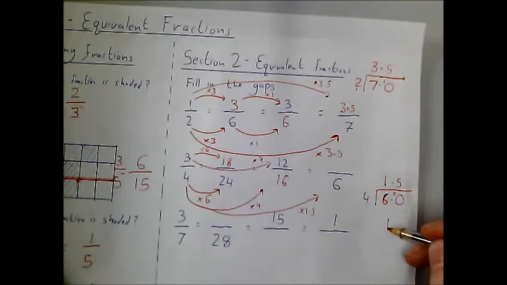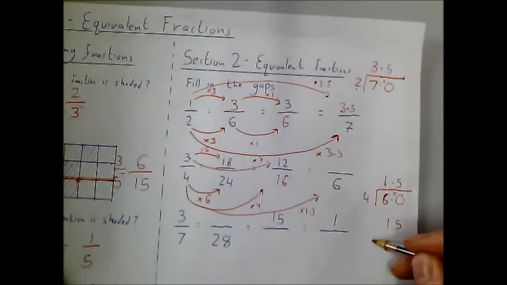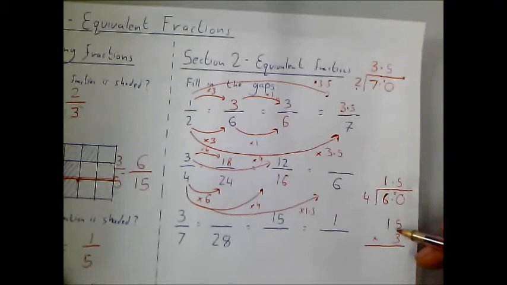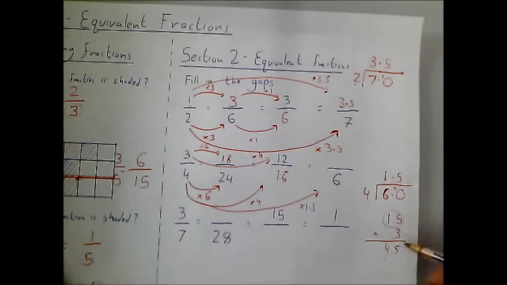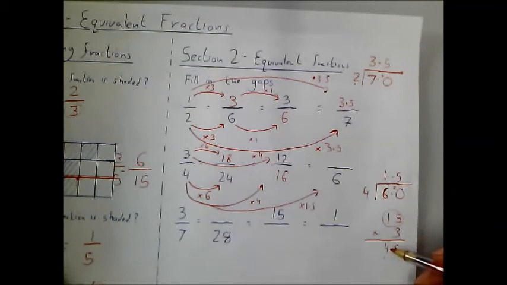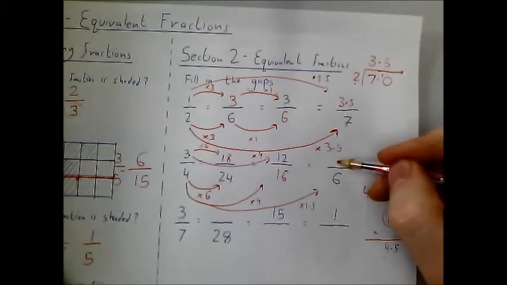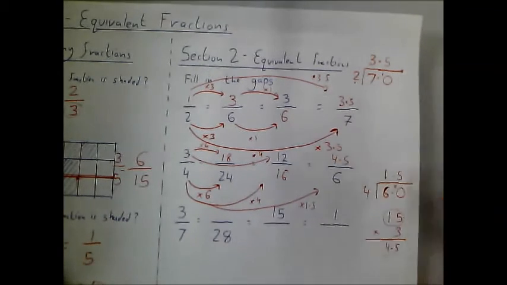If you're not sure how to do this, I'm going to do 15 times 3 rather than 1.5 times 3. 5 times 3 is 15. 3 times 1 is 3 plus the 1 is 4. And because 15 is 10 times too big, I'm going to divide my answer by 10. So that's going to be 4.5. So that's 4.5 over 6.